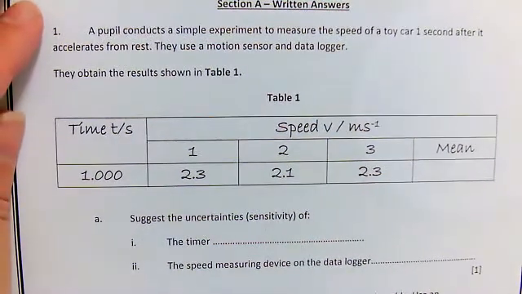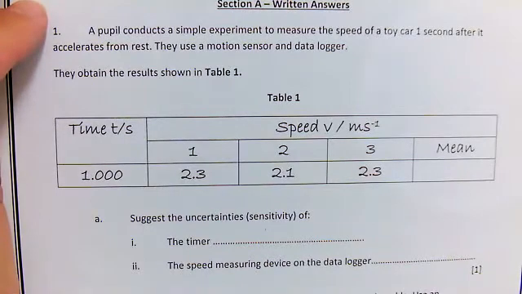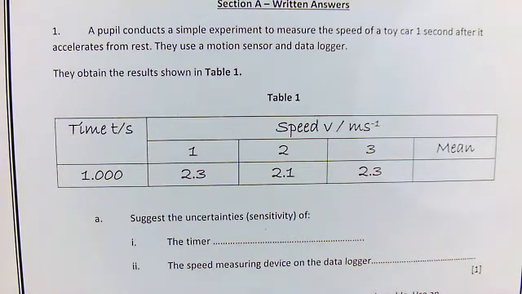So we've got a pupil who conducts a simple experiment to measure the speed of a toy car 1 second after it's accelerated from rest. There's a motion sensor and a data logger. So they're using something like an ultrasonic motion sensor, which can measure speed directly. Well, it measures distance directly and then calculates the speed for you.